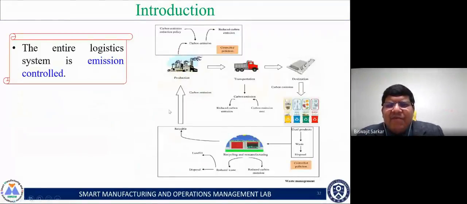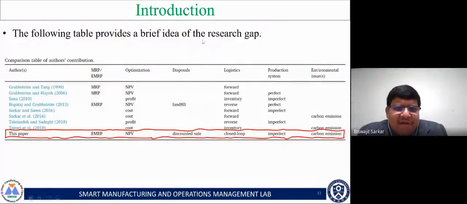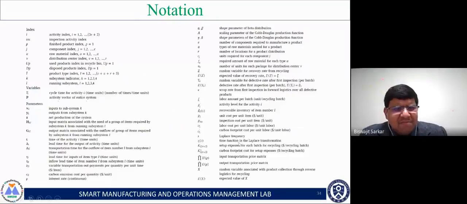Wherever you go in the whole system, the carbon emission is there, so that is counted. That is the main task within smart production: the reduction of carbon emission must be there. Regarding the paper, the contribution is that Bogadas and Guruvastan in 2013 introduced this EMRP concept, but they only considered the reverse logistics case. They did not consider the whole closed-loop supply chain. This we are considering, and that's why it becomes so complicated. Of course, the carbon emission, discounted sale and other things we have considered, but this is the major contribution for the closed looping of the supply chain.